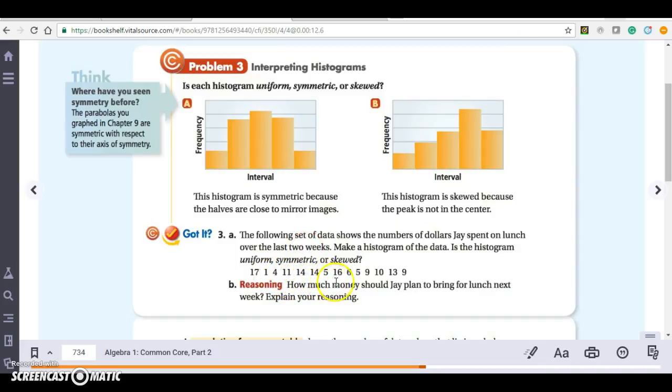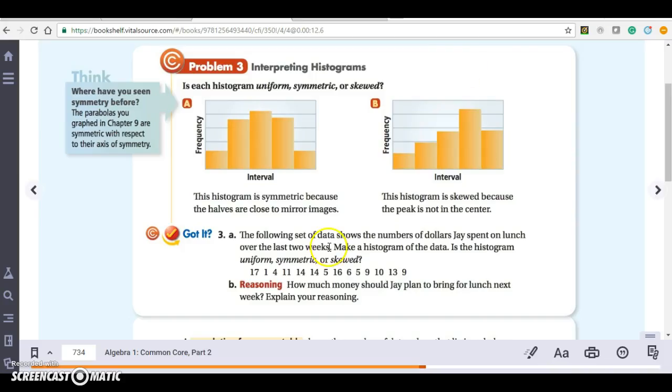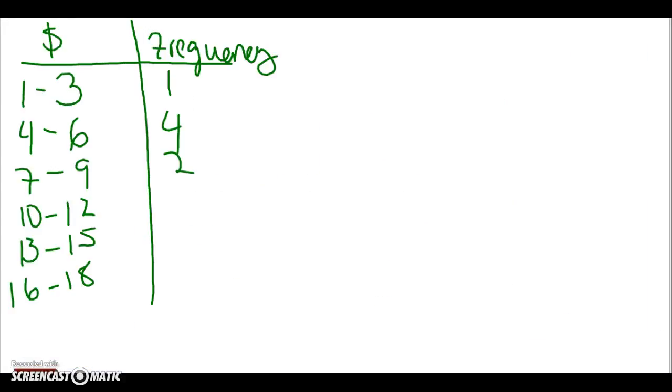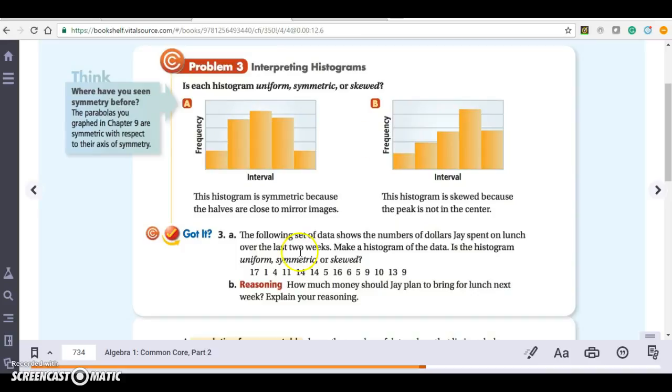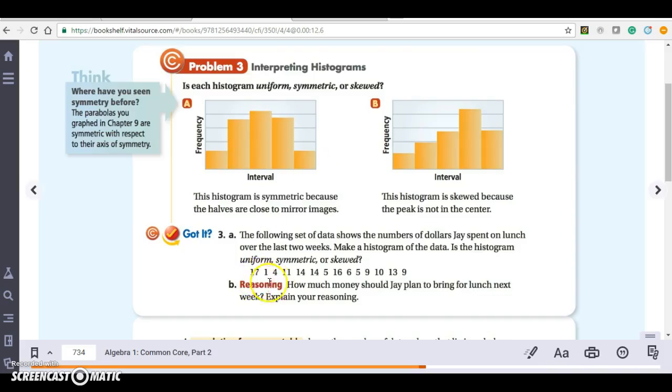1, 2, 3, 4. 7 to 9: 1, 2. 10 to 12: 1, 2. 13 to 15: 1, 2, 3. And 16 to 18: 1, 2. Okay.